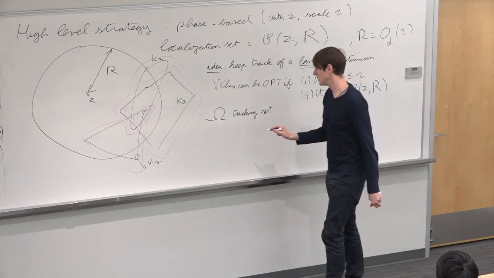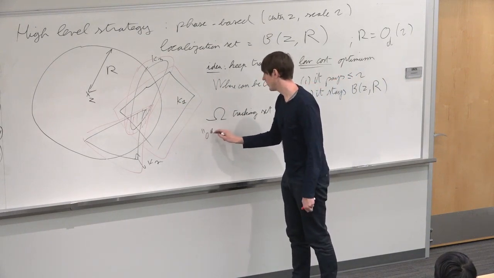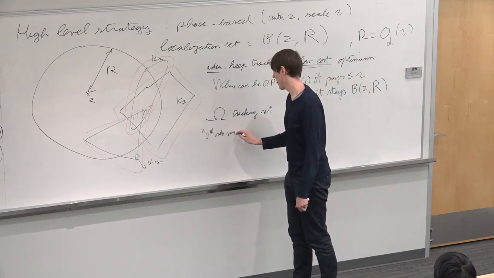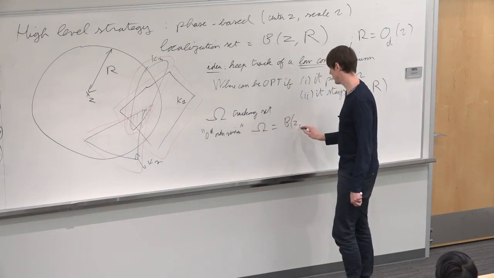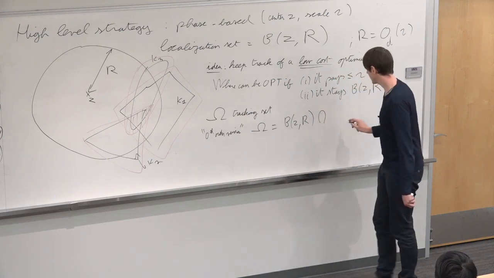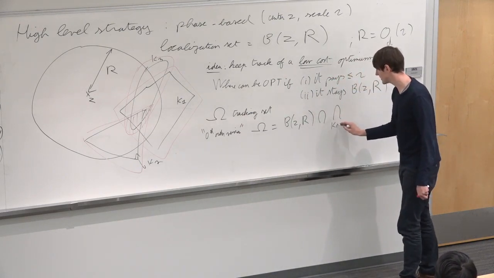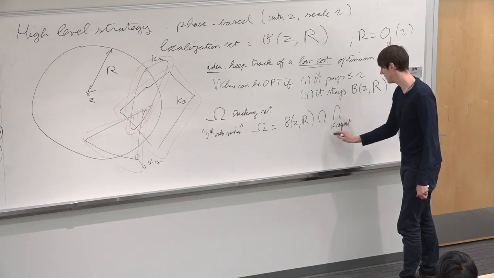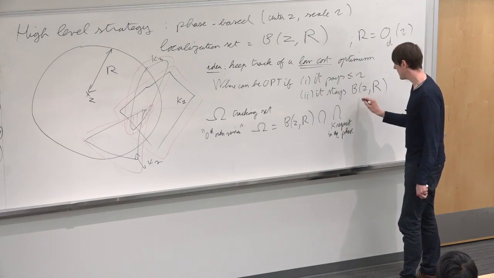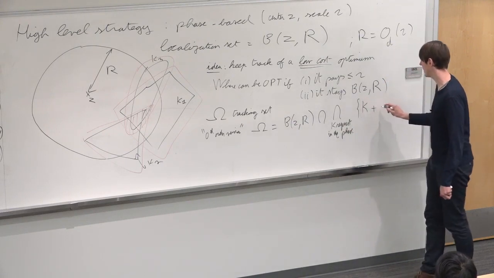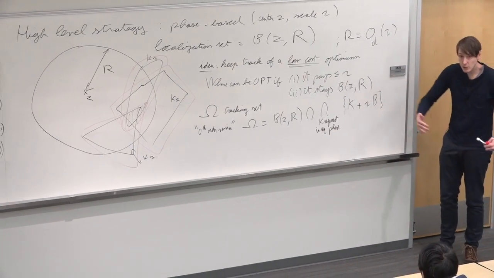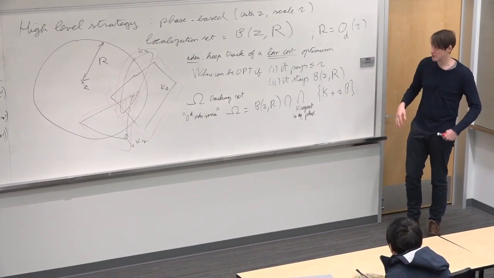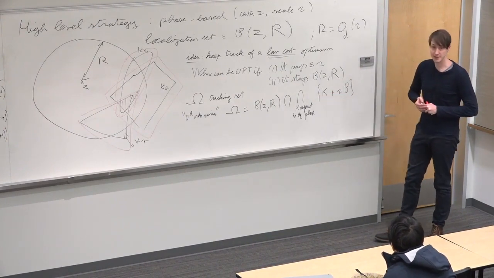So omega is a tracking set. The 0th order version is simply that omega is the intersection of our localization ball B, a Euclidean ball, intersected with the intersection of all the requests K that we have seen in this phase, inflated by little r. So I just inflate all my sets a little bit, and I intersect all of them, and I know opt has to be in there.